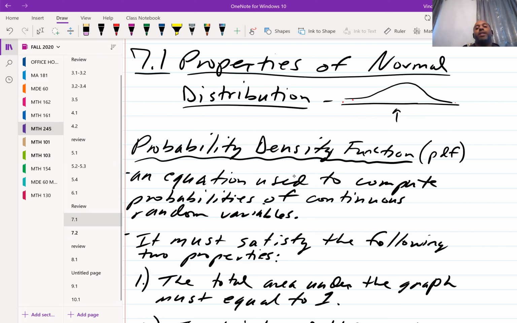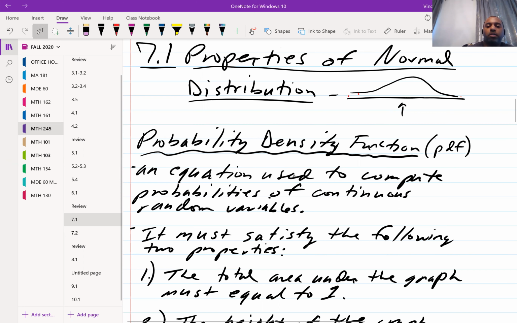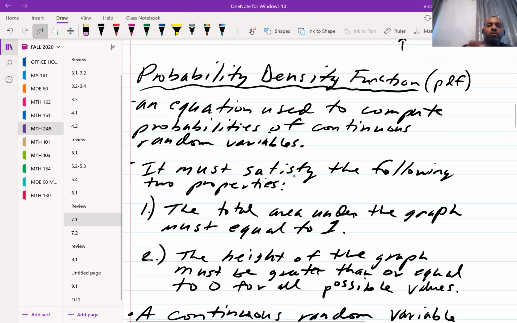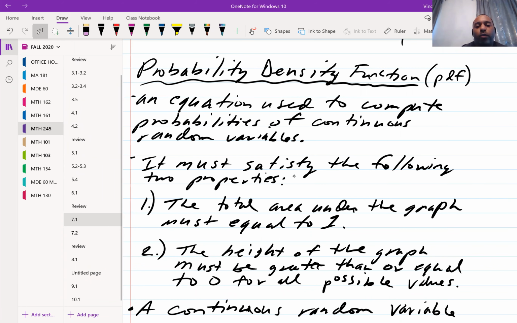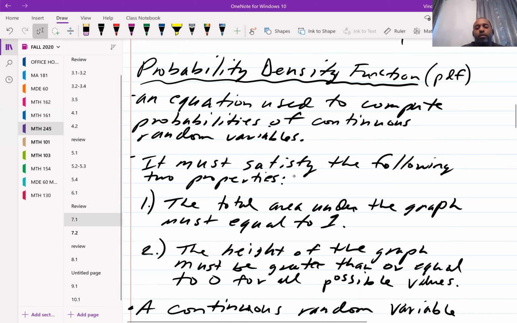So the probability density function, PDF, is an equation used to compute probabilities of continuous random variables. It must satisfy the following properties. The total area under the graph must equal 1. And the height of the graph must be greater than or equal to 0 for all possible values. In other words, it cannot be less than 0. It can't be negative, it has to be positive.